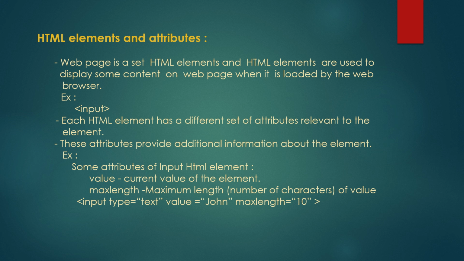All these HTML elements have a set of attributes to provide some additional information. In the case of input, value is one attribute, which represents the current value of the input. Max length is another attribute, which represents the maximum number of characters allowed in the text box. Generally, we represent these attributes as key value pairs.